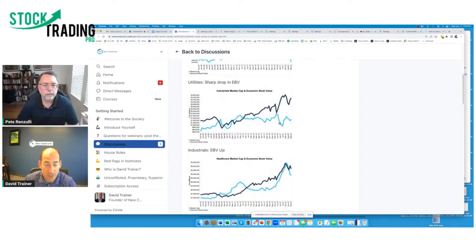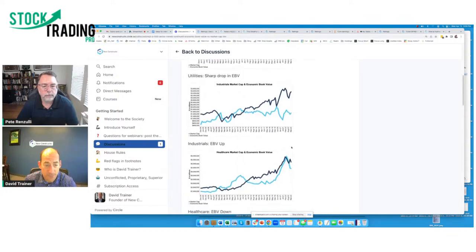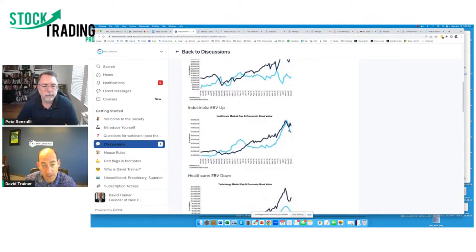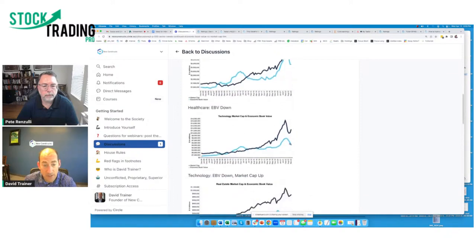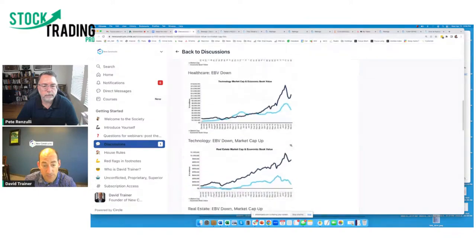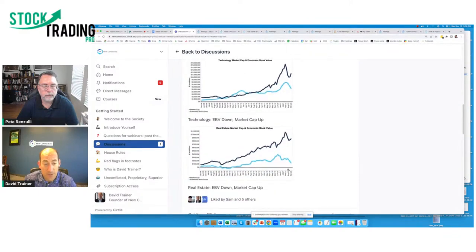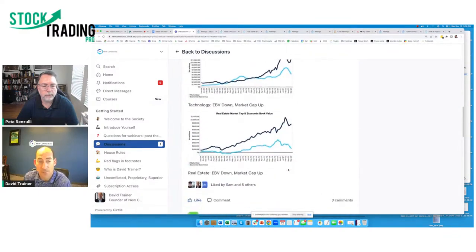For industrials, economic book value actually is looking pretty good in the last quarter. Healthcare, it's actually coming down pretty strongly. Technology, coming down pretty strongly. Real estate, going down. So it's interesting to see, there's a big dichotomy.